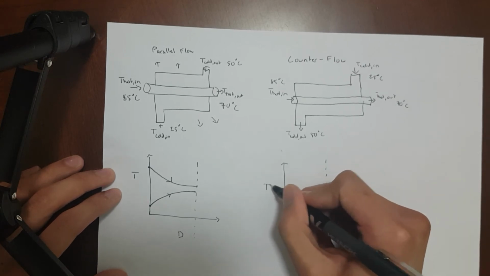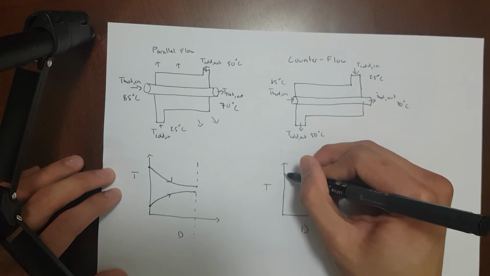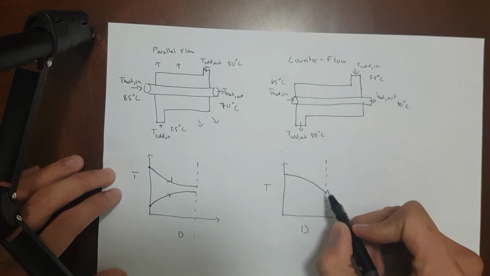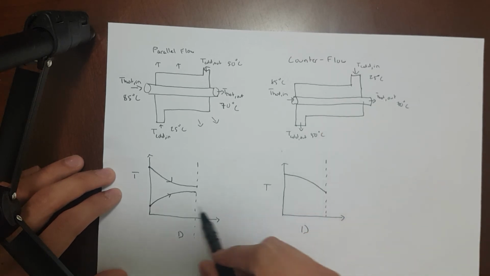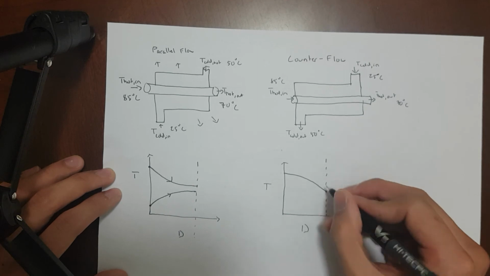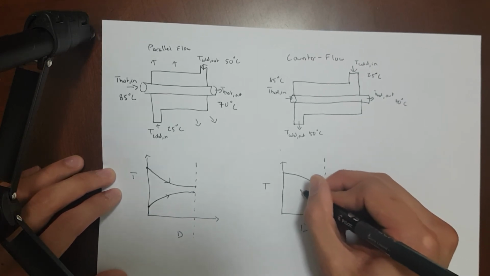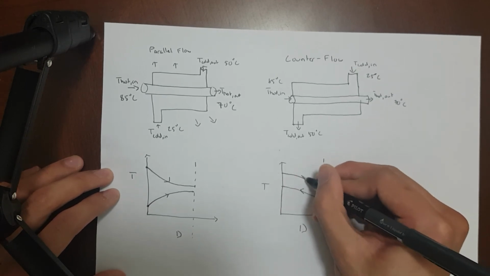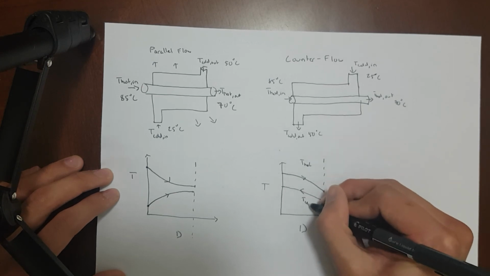So from left to right, it shows that the temperature of the hot fluid will decrease to a certain point. But instead of the temperature of the cold water starting from 0 distance, as opposed to the parallel flow, it'll start at the opposite end and then gradually increase to a certain temperature point here. So this is T hot, this is T cold.